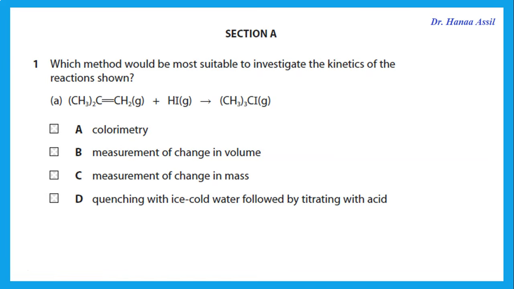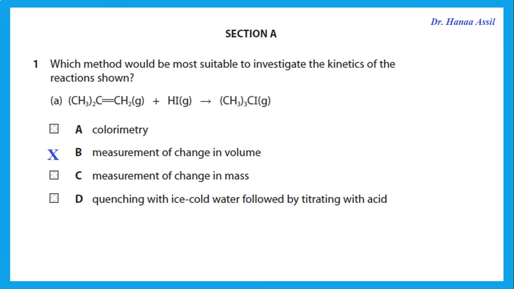So the first question says, which method would be most suitable to investigate the kinetics of the reactions shown? So if I have this reaction, how can I determine its rate? Of course, one of the methods is colorimetry, but can I use this? Colorimetry is used if we have some change in color. We don't have any colored substances here, so you cannot use colorimetry. Measurement of change in volume, well, this is a gas, so yes, you can use measurement of change in volume.